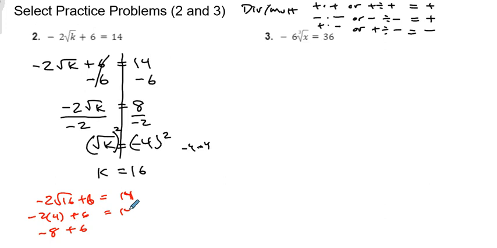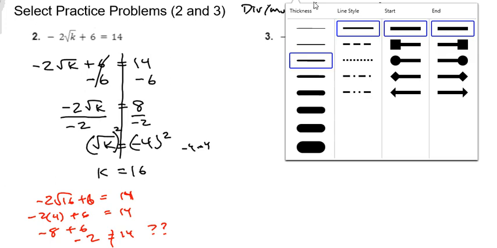You get 14 here. Well, wait a minute. You get -2 equals 14. And you're like, what? That's obviously not the case. So we'll go back and check our work, make sure we didn't make a mistake. And if we're pretty confident that we did this correctly, then we know we have an extraneous solution.